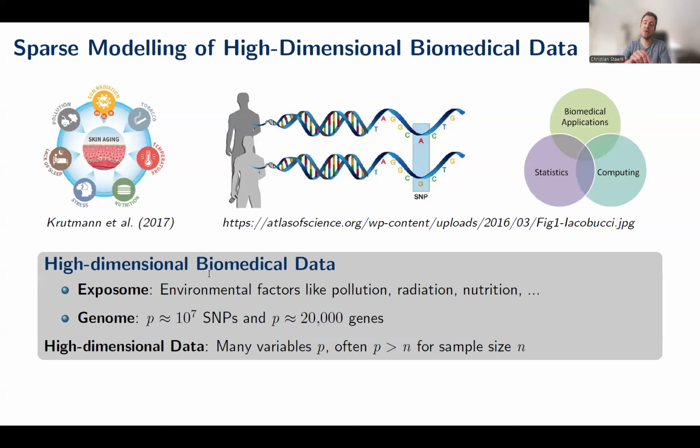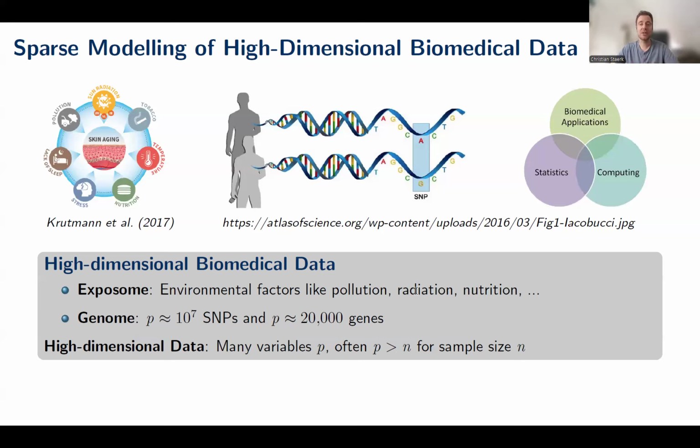And even if we go one step further, look at the level of genes, which are parts of our DNA, we still have 20,000 genes in humans. So we have many variables. You probably also have clinical variables, socio-demographic variables, and so on. And taken together, you have many different variables P, while your sample size N is oftentimes much smaller than the number of variables P. So the number of people in your study is relatively small in comparison to the number of variables you have for each individual.